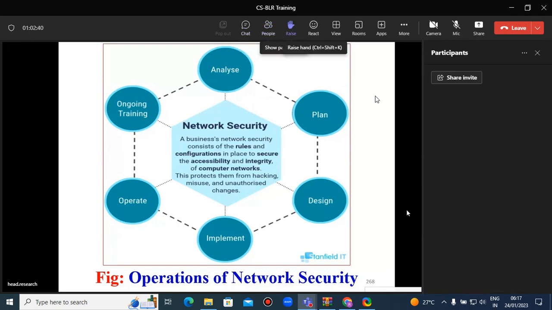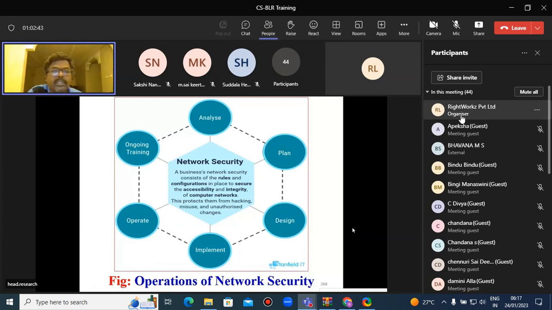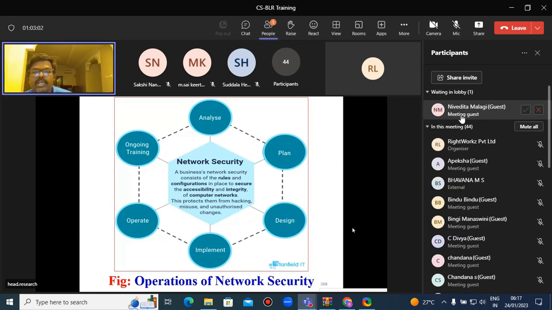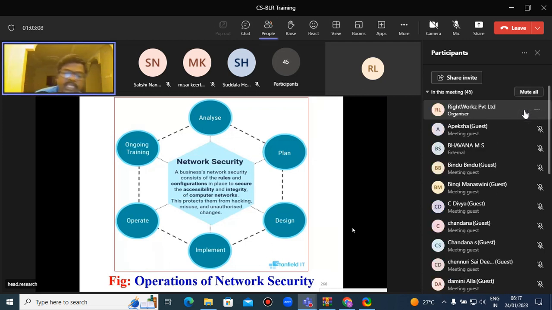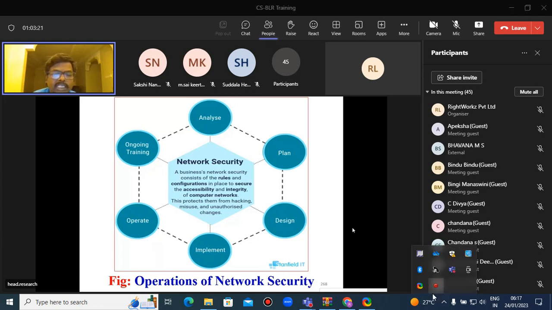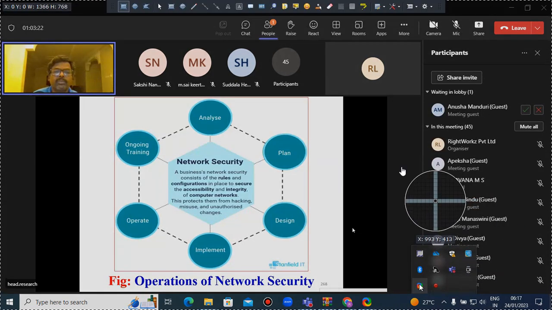See what operations I am performing at the network security level. I am analyzing the data: how many networks there are, how many threats attacked, how many tools and techniques are available, and how many threats and incidents happened. According to that, you plan the data, then design with the help of diagrams or architecture, and implement through tools and techniques or programming like Python. Then, organizing training is one more operation of network security.